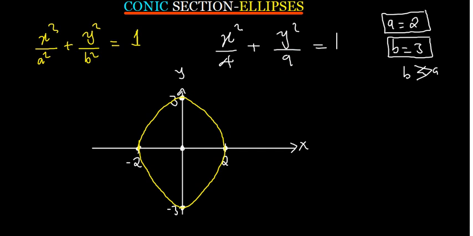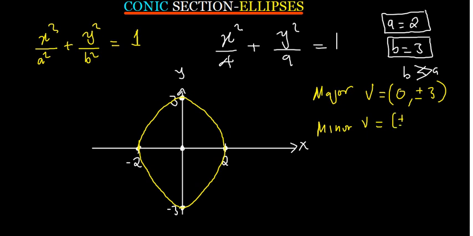So the major vertices for this one, we can see the x value along the y-axis is 0. So it's going to be 0, comma, plus or minus 3, because that's the y value. And then the minor vertices, we can see we have got either positive or negative 2, but the y value along the x-axis is 0. So this is the major and the minor vertices.